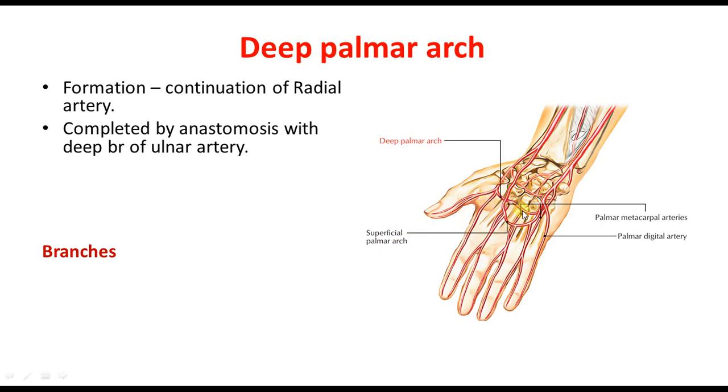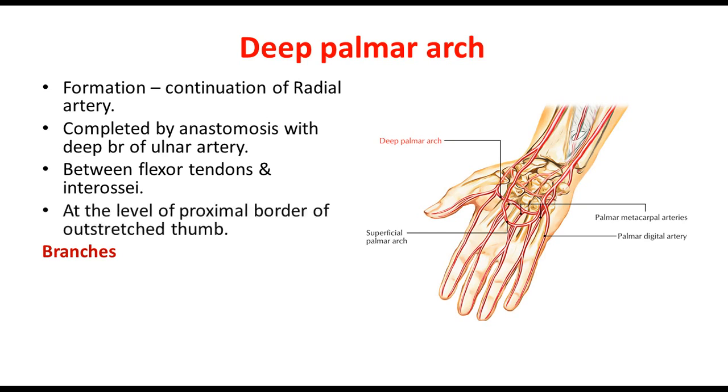In the concavity of the deep palmar arch, you will see the deep branch of the ulnar nerve traveling, giving branches to the intrinsic muscles of the hand and ultimately terminating at the adductor pollicis muscle. So that is what I told you, it is present above the interosseous muscles but deep to the flexor tendons. Here it is present at the proximal border of the outstretched thumb, not at the distal border. The distal border corresponds to the superficial palmar arch. This is at the proximal border of the outstretched thumb. So that is the surface anatomy for the deep palmar arch.